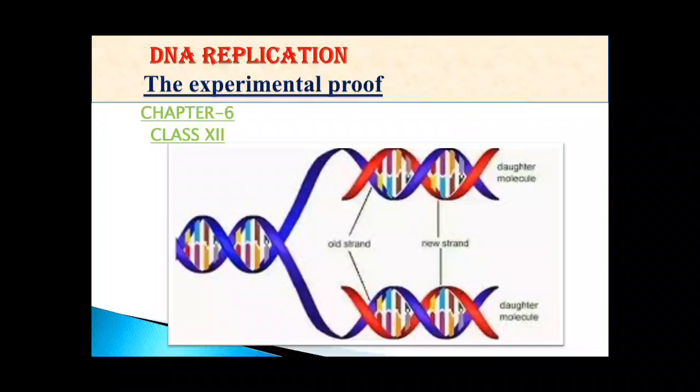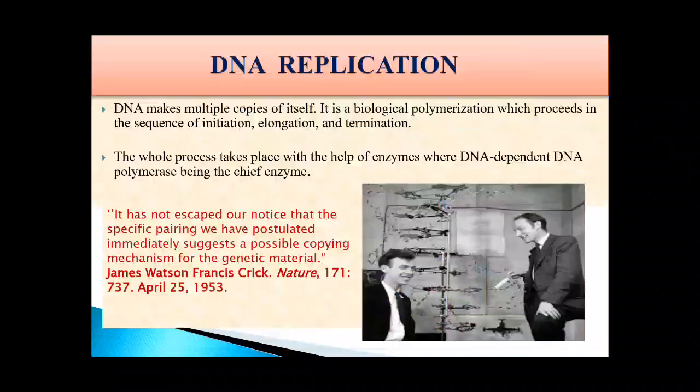Replication is the formation of exact carbon copies of a substance, and it occurs in the case of DNA, and it takes place during S phase of the cell cycle. So in this video lesson we will study the experiments that prove the semi-conservative mode of replication of DNA.